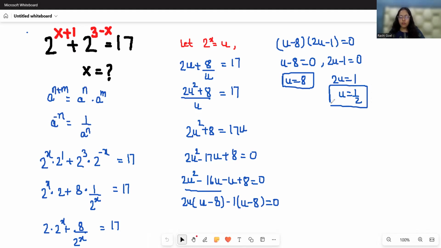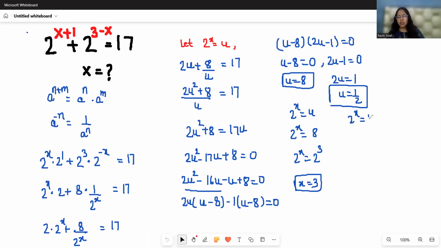So now let's recall, we have taken a substitution. So 2 power x equals u. So 2 power x equals 8. So 2 power x, we can write it as 2 power 3. Now if we compare both sides, x equals 3 in this case.